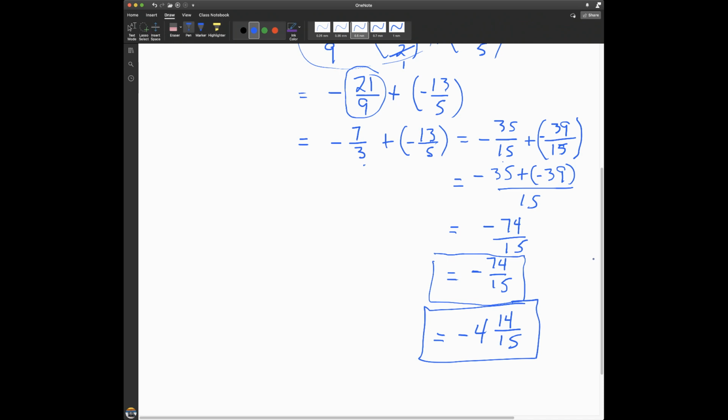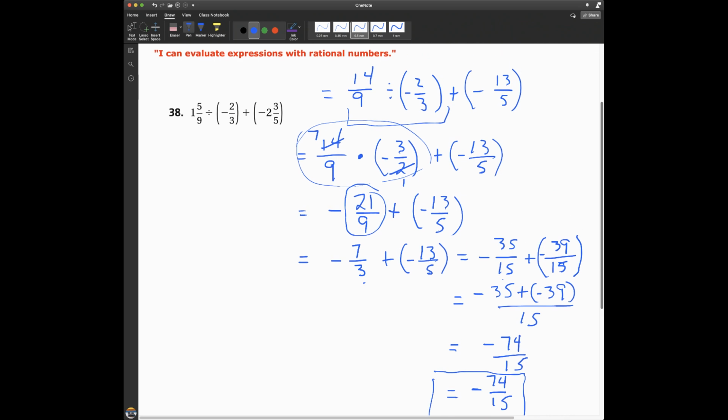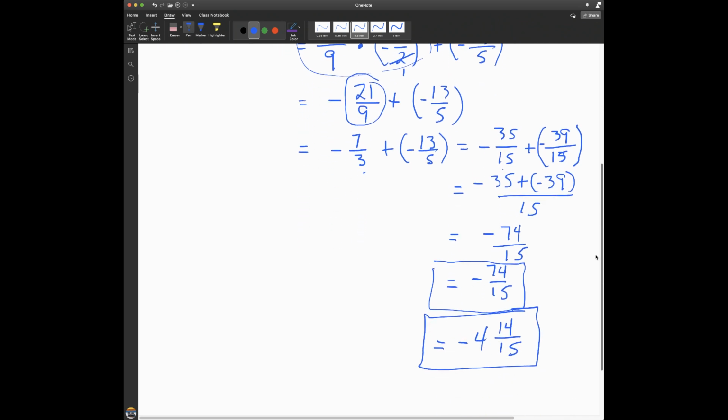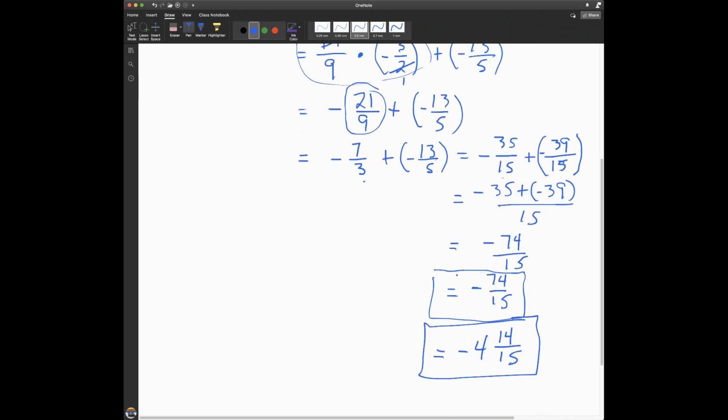So that's all I got for this problem. A little bit of work on this one, but that's okay. Remember your order of operations.